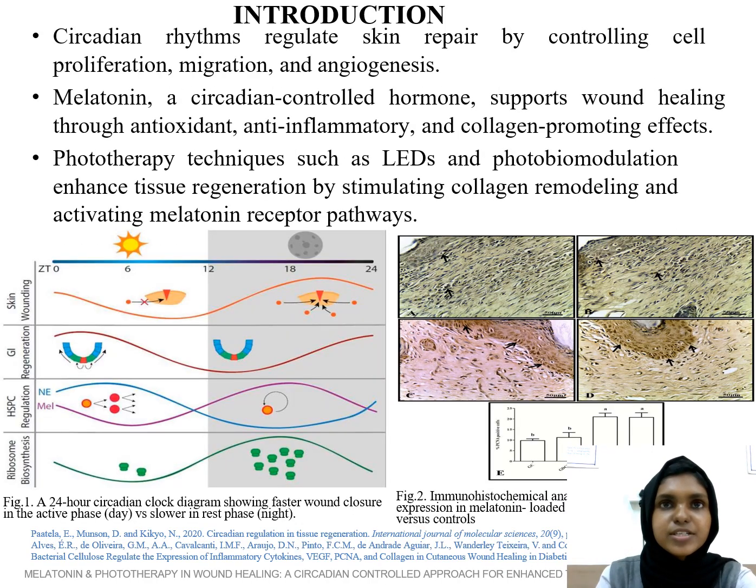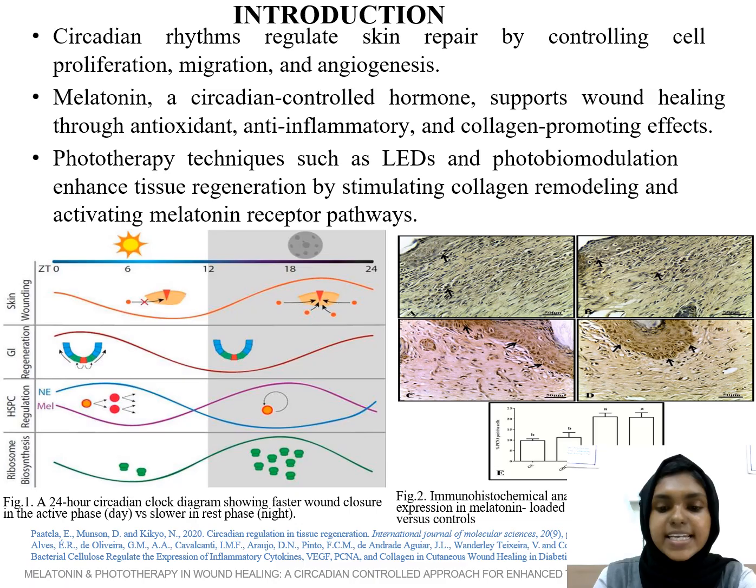Circadian rhythm is the 24-hour biological clock in our body that regulates physical, mental, and behavioral processes. It influences cell proliferation and migration, angiogenesis, collagen remodeling. The first picture shows the circadian rhythm of a nocturnal animal. As we can see, several cells are increased at daytime and some of them are increased at night time. Melatonin release is high at night time.